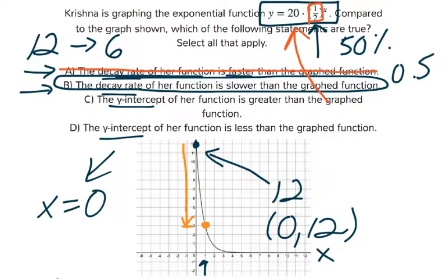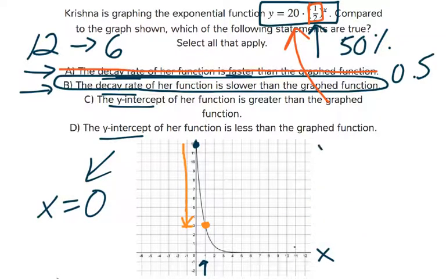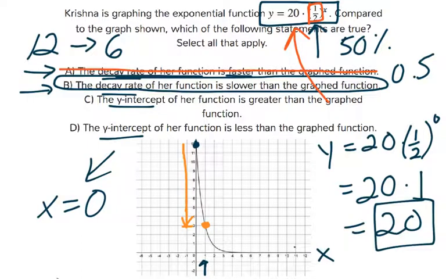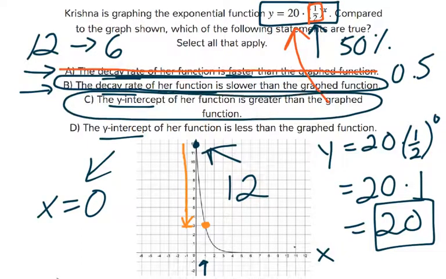So in her function, if we plugged in 0 as x, we would have y equals 20 times 1/2 to the power of 0. Well, anything to the power of 0 is just 1, so it's 20 times 1, which is 20. So her equation's y-intercept is 20, and the y-intercept of the graph here is 12. Comparing them, let's read it. C says the y-intercept of her function is greater than the graph function. That is true. Hers is 20, and the graph's is 12. We can cross out D as a wrong answer, so the answers here are B and C.